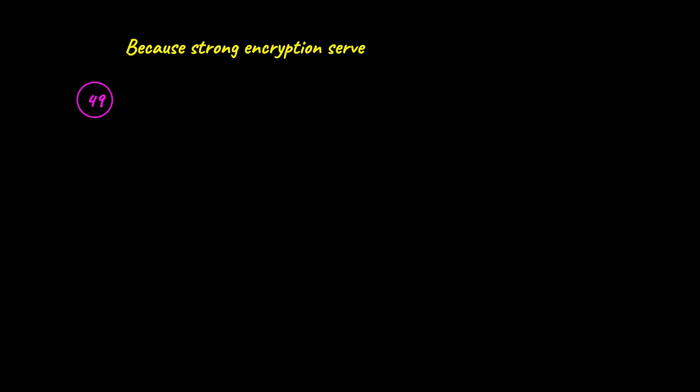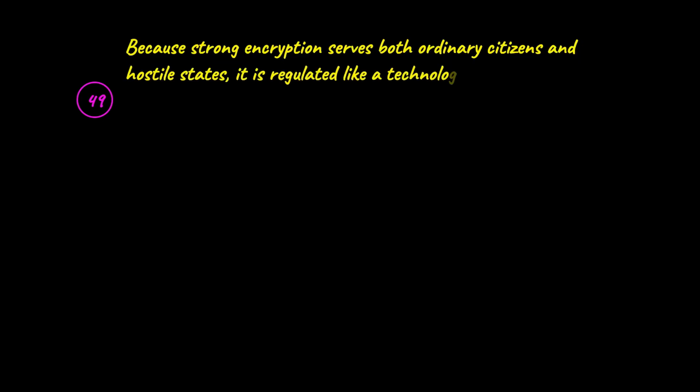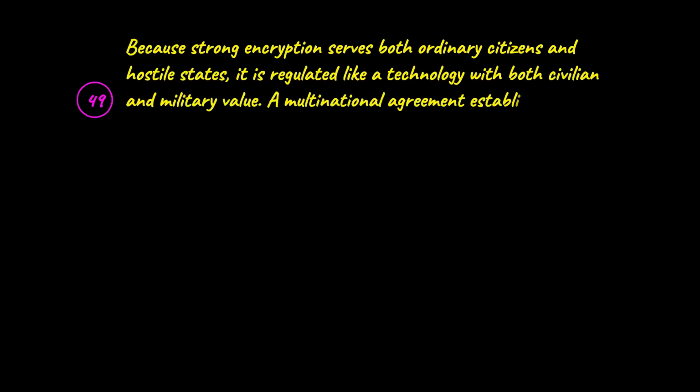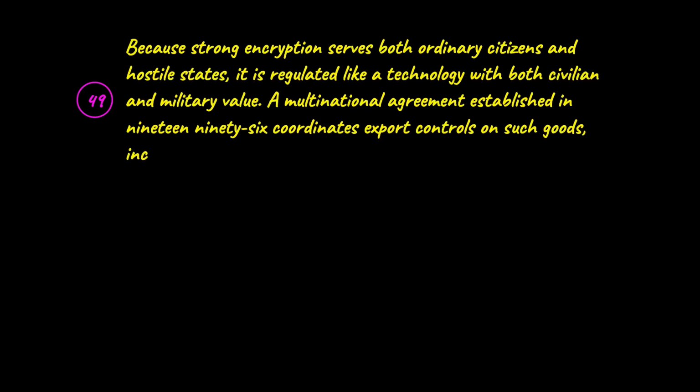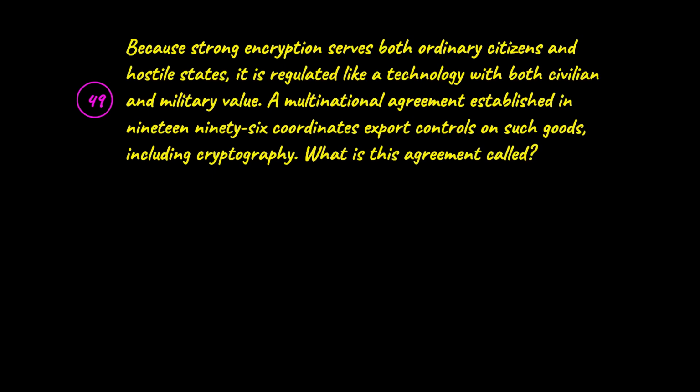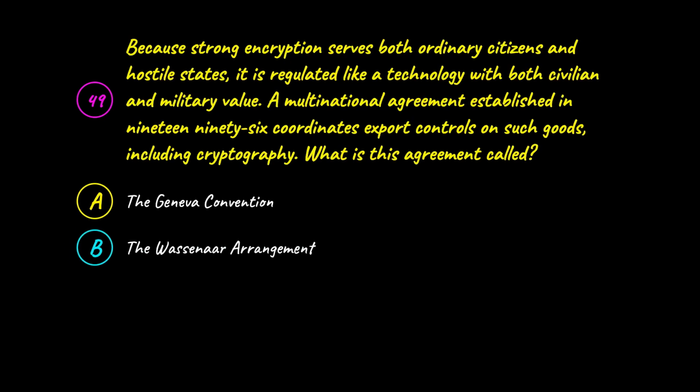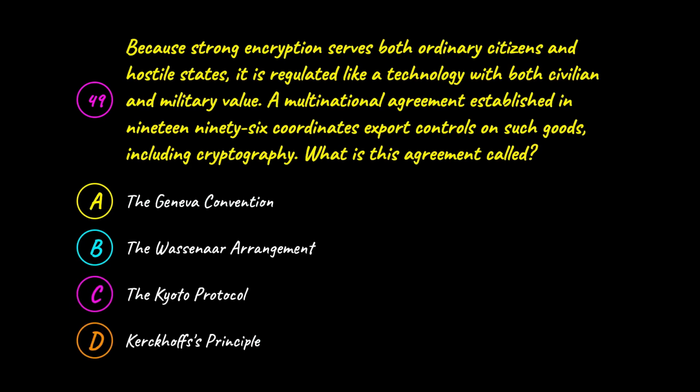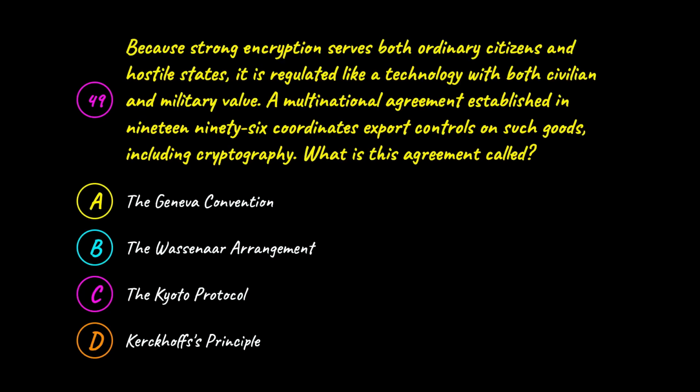Question 49. Because strong encryption serves both ordinary citizens and hostile states, it is regulated like a technology with both civilian and military value. A multinational agreement established in 1996 coordinates export controls on such goods, including cryptography. What is this agreement called? Your options are A. The Geneva Convention, B. The Wassenaar Arrangement, C. The Kyoto Protocol, D. Kerckhoffs' Principle. Which one is it? Pause the video if you need more time.